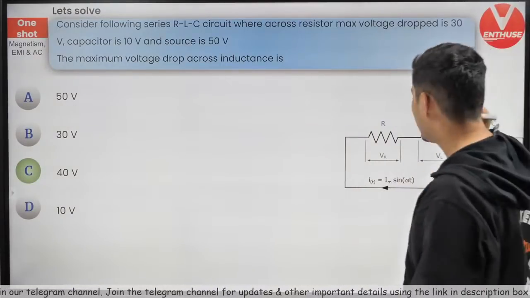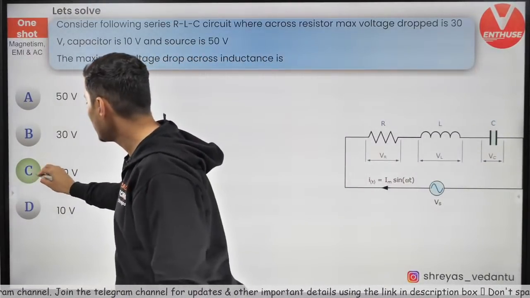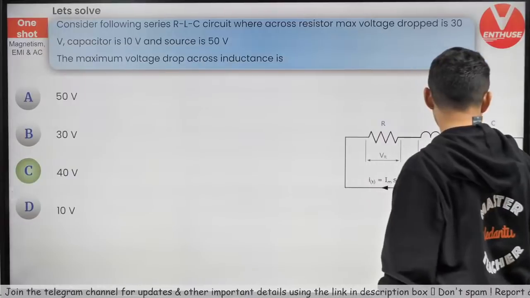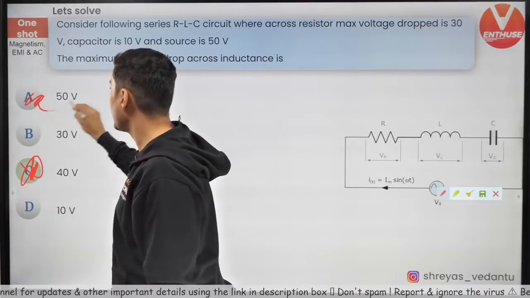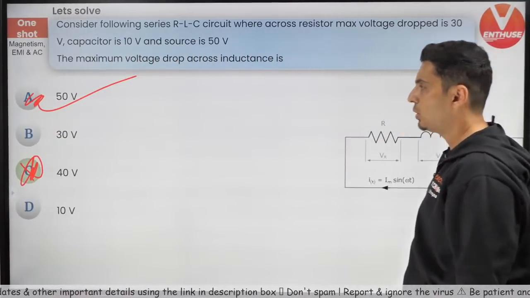Answer is, oops. Why is this answer given as C? This is wrong. Okay, looks like a lot of corrections are needed. This is option A.